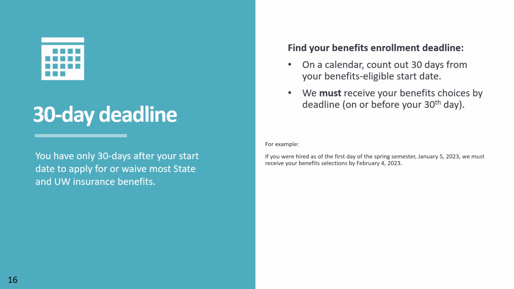From the date of your eligible hire, you will have 30 days to consider your different benefit options and enroll or waive in most of the plans. This is literally 30 days from your start date, your eligible hire date. So you can bring out a calendar, note the start date of your appointment, review your appointment letter if you're unsure of what that is, and then count 30 days from that date, and that will inform you as to your deadline, the last day by which we must receive your enrollments or waiver decisions for your new employee benefits.